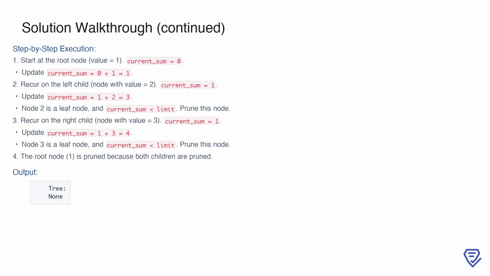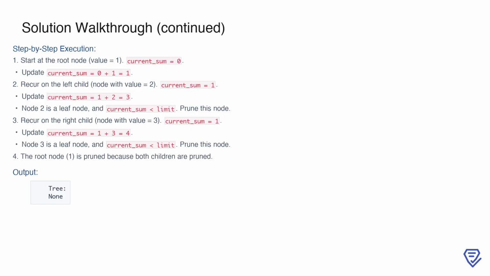In this example, the input tree has a root node of value 1, branching into two subtrees with nodes 2 and 3. The limit for the path sum is 10. Starting at the root, the current_sum is updated to 1. Moving to the left child, node 2, the current_sum becomes 3.